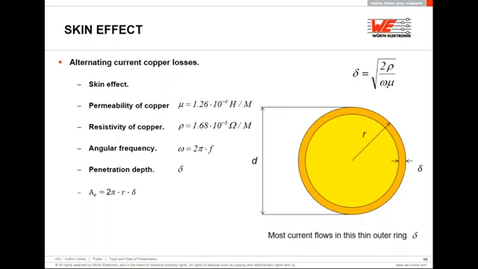In order to calculate this penetration depth, we would need to have the permeability and resistivity of the wire material. Also, the angular frequency, which can be calculated by multiplying 2 times pi times the frequency of operation. For this example, we're going to be using copper as our wire material with the shown properties. We would only need to follow the shown formula in order to obtain the penetration depth, which for this example is measured in meters.